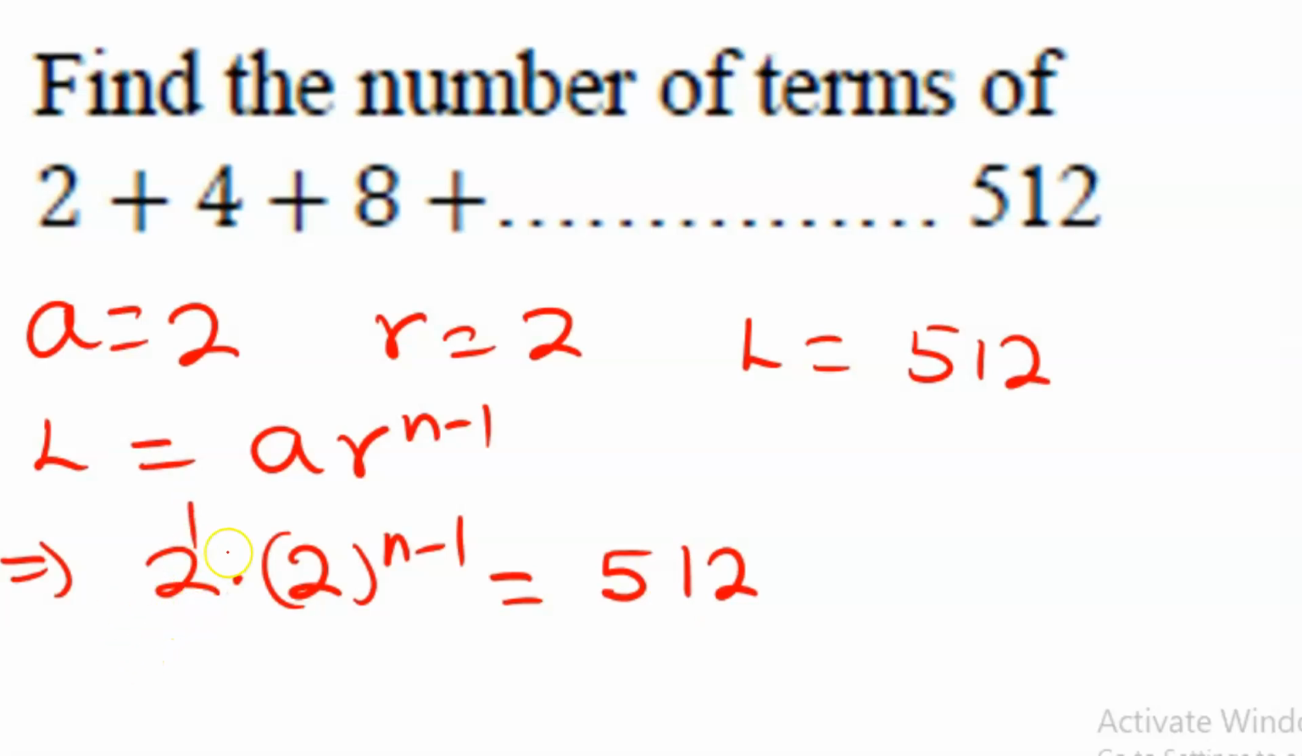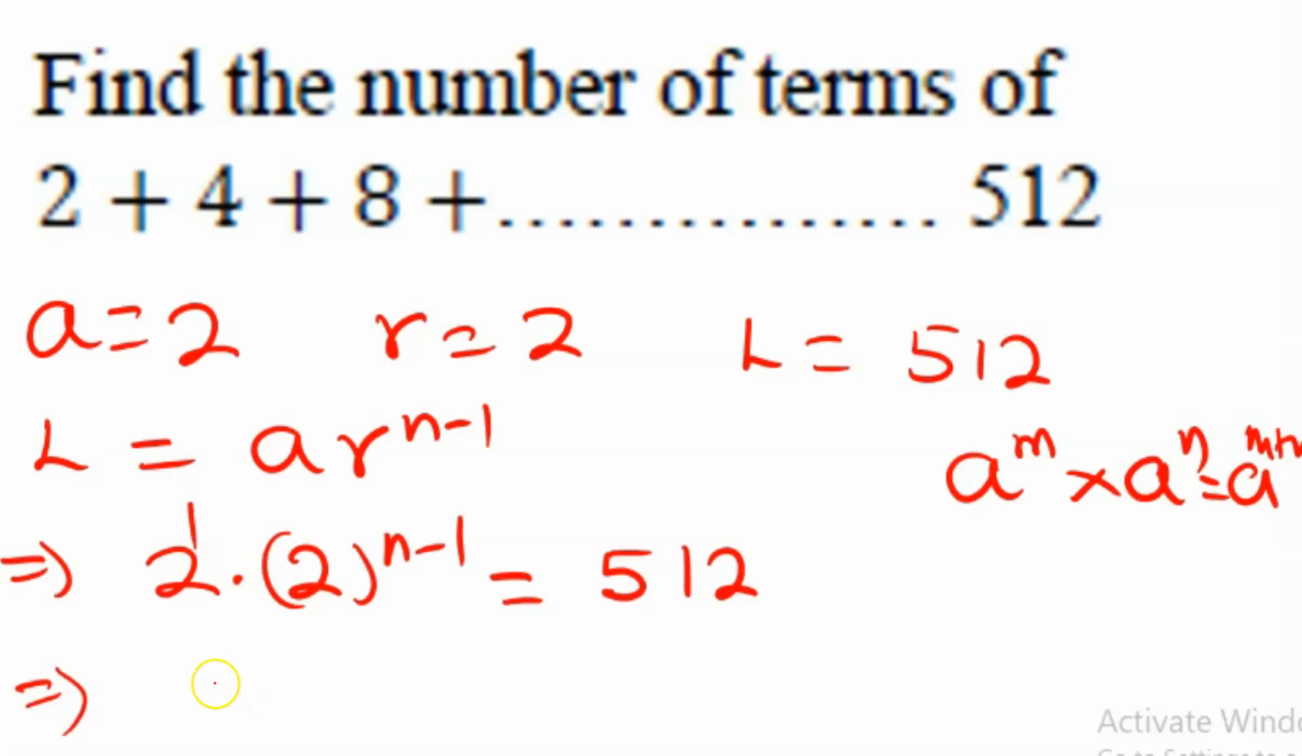Now this is one from indices. a^m times a^n, if the bases are the same, you add the exponents. So on this side, we have 2 raised to the power 1 plus n minus 1, is equal to 512. So we have 2^n is equal to 512.